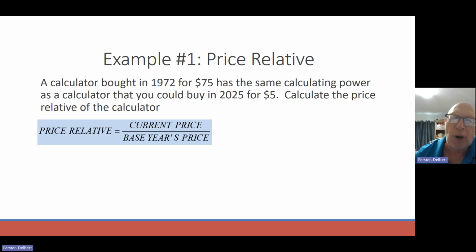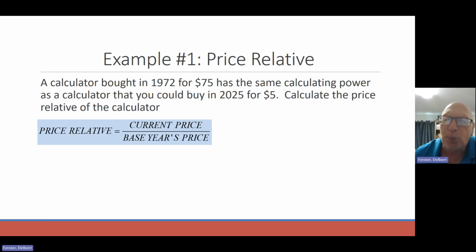All right, so if you're going to do price relatives, and this is an honest to God example, I bought my first calculator when I was a senior in high school, and I probably spent about $80 for it. And God bless us, it's about as big as a shoebox, and it adds, subtracts, multiplies, and divides, and has memory. And it was more than $75. The same calculating power now can be bought for say $5.